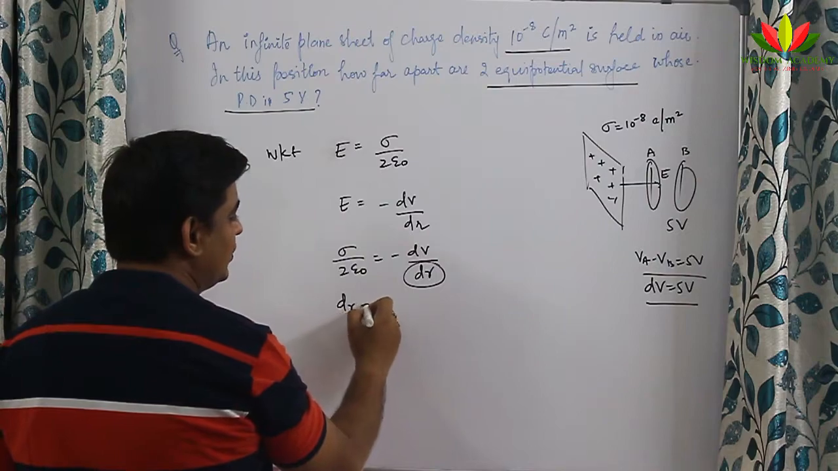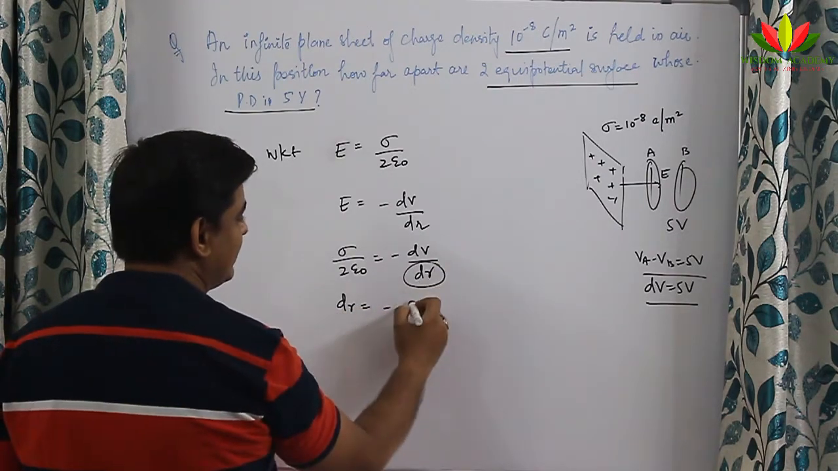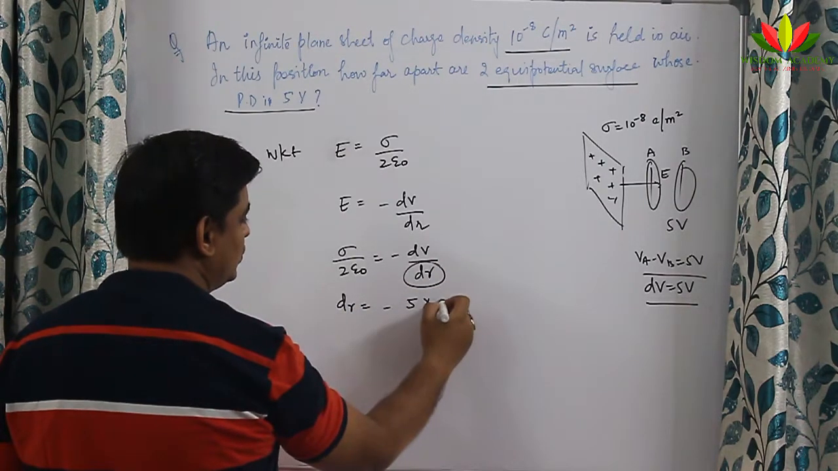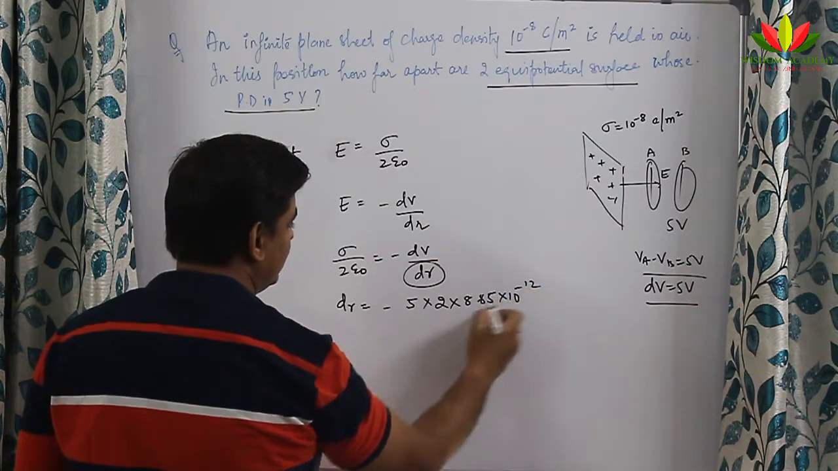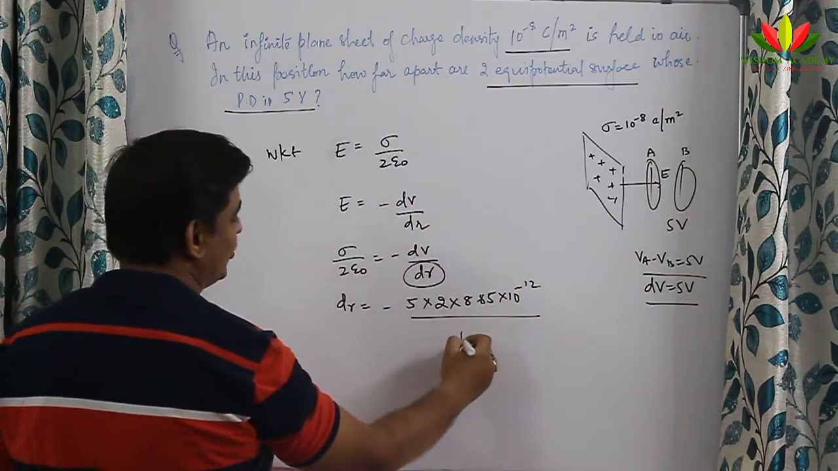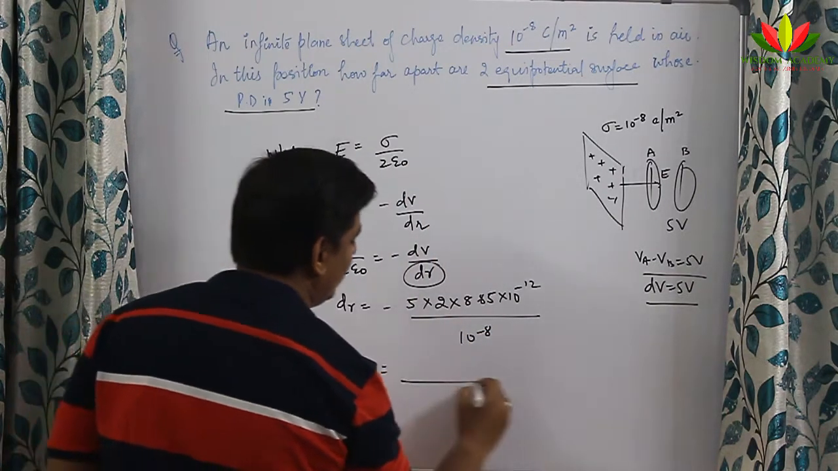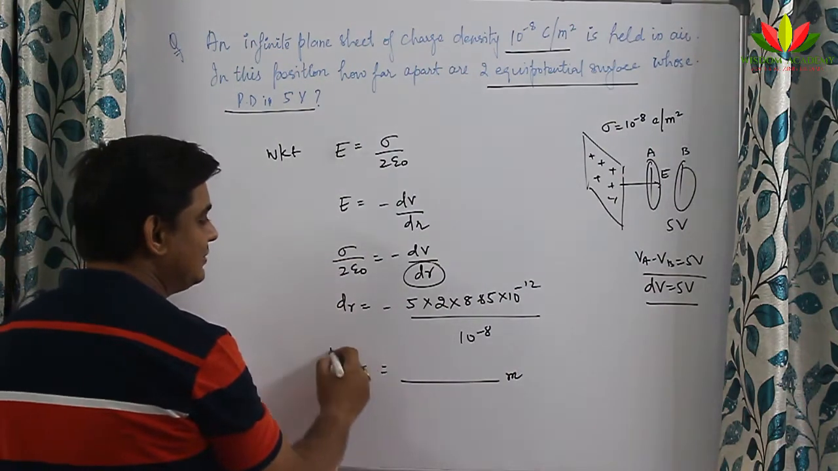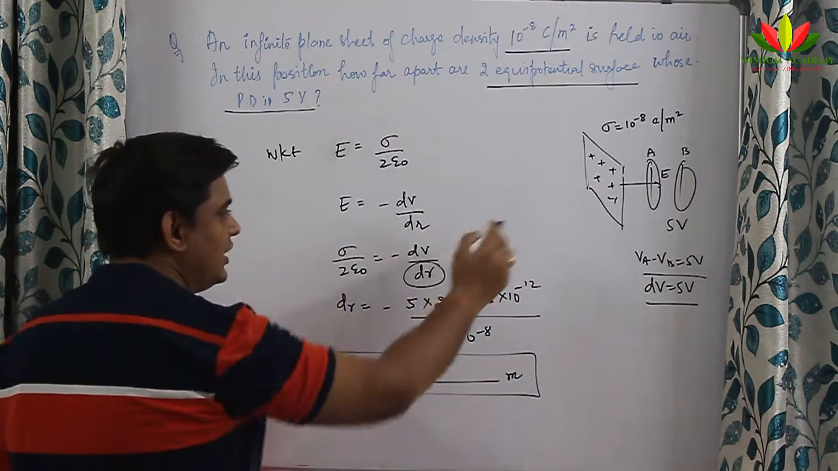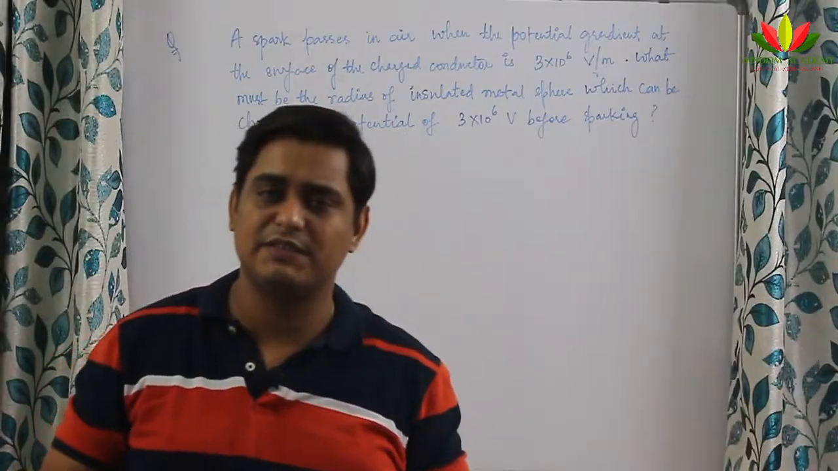So dr will be equal to minus dV, which is given as 5 volt, into 2 into epsilon naught, which is 8.85 into 10 to the power minus 12, divided by sigma. Sigma is given as 10 to the power minus 8. So when you solve, that much meter would be your distance between these two equipotential surfaces. Let us see one more question.